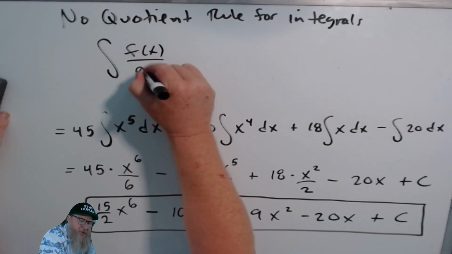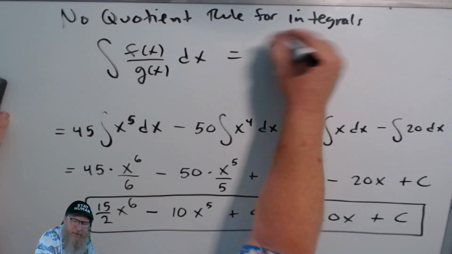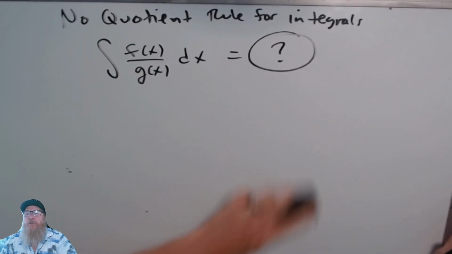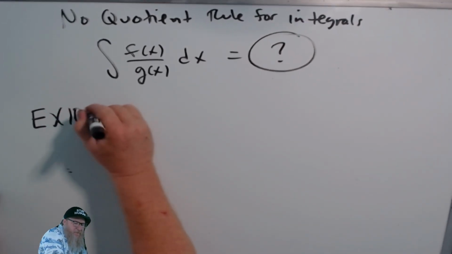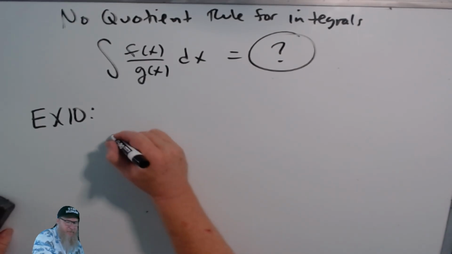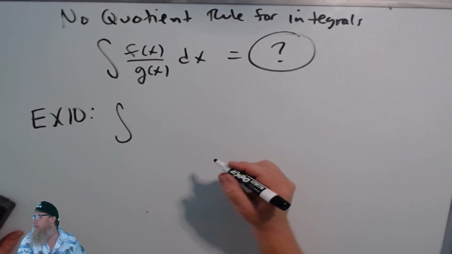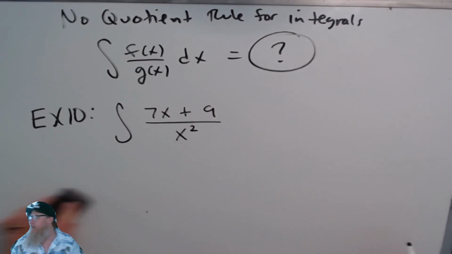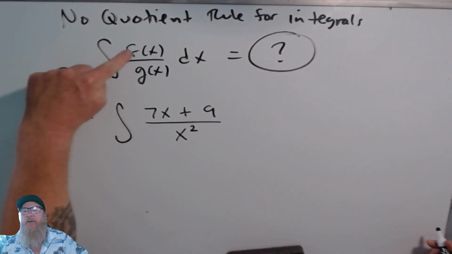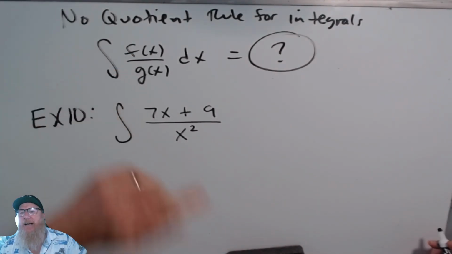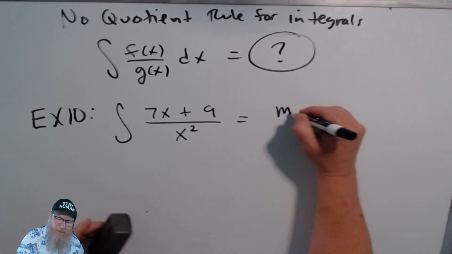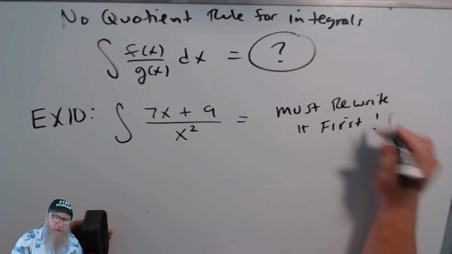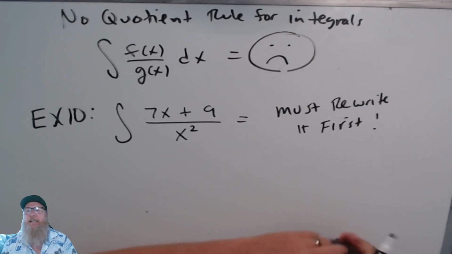So if I give you a function divided by a function, there is no easy rule for performing the quotient. So suppose the numerator function is 7x plus 9, that's your f. And the denominator function is x squared. You must rewrite it first. So there's no nice, easy way to say it.